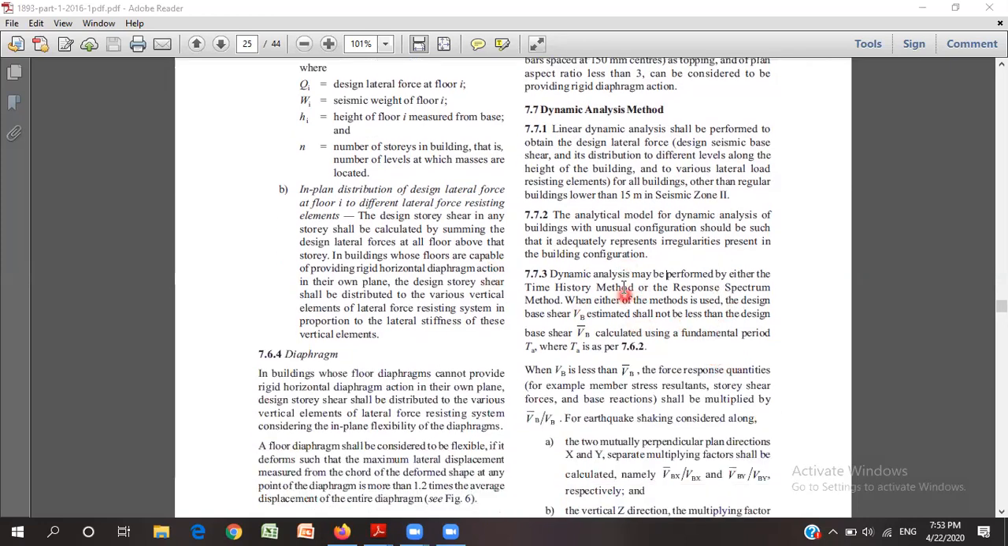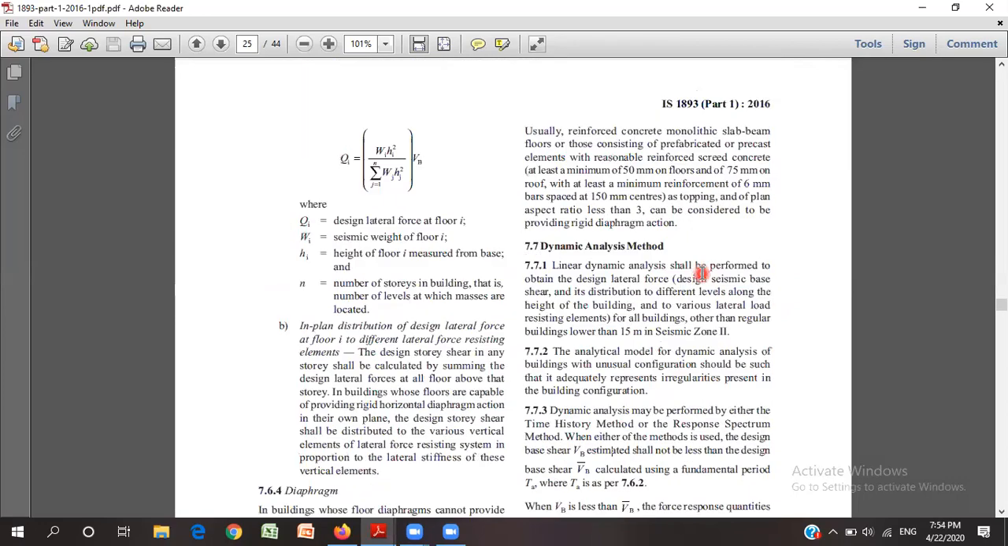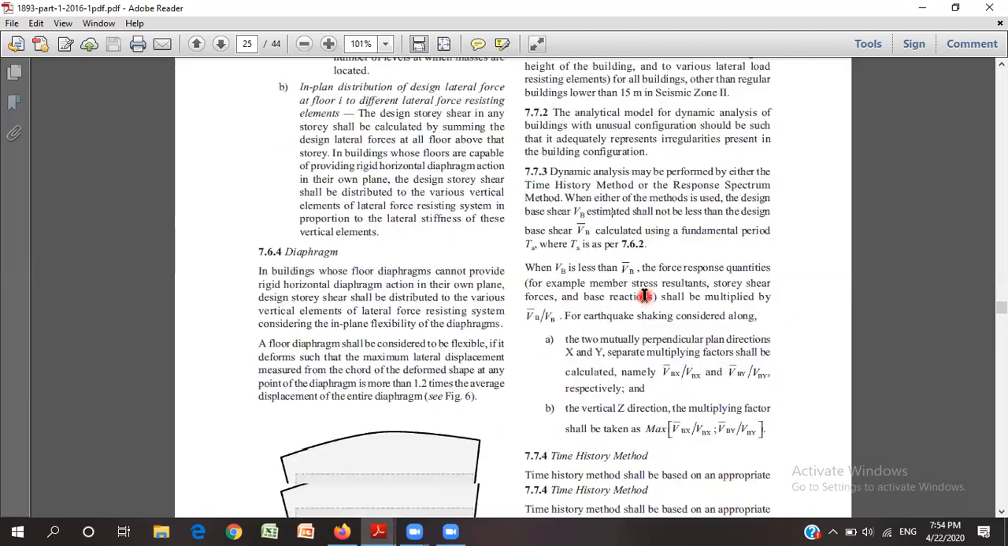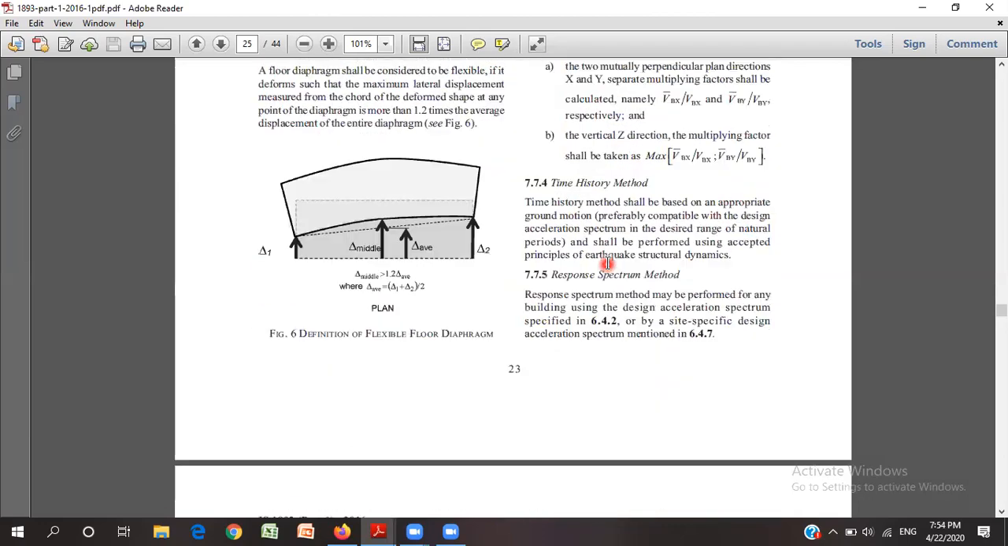There is one more thing over here. The VB that we used to calculate by the fundamental natural period will now be called VB bar, and the VB, the base shear that we calculate from the dynamic analysis method, will be called VB now. The design base shear by dynamic analysis, VB, shall not be less than the design base shear VB bar calculated from the fundamental natural period Ta. This is one of the clauses. This is available in your code on page number 23, clause 7.7.